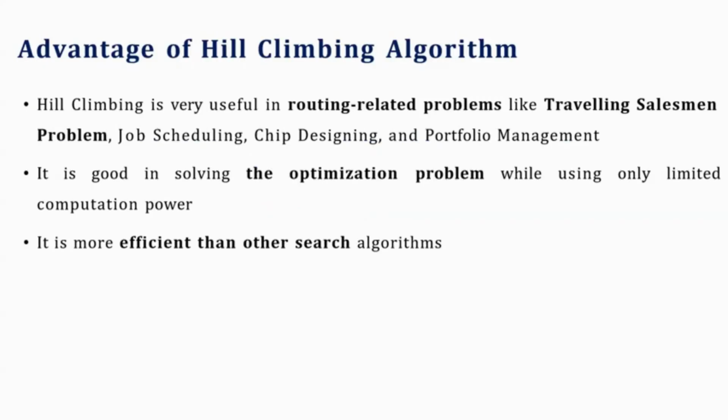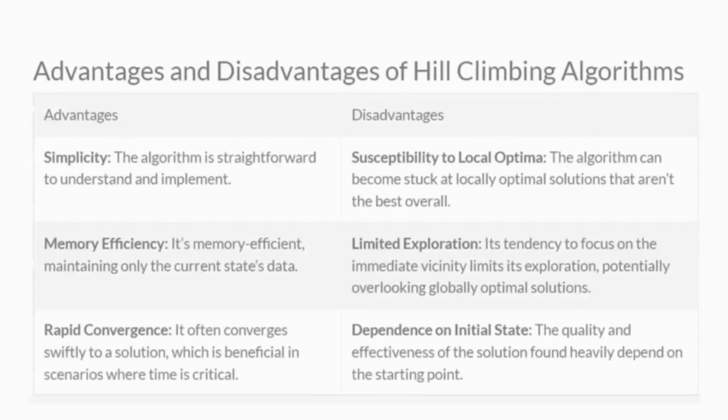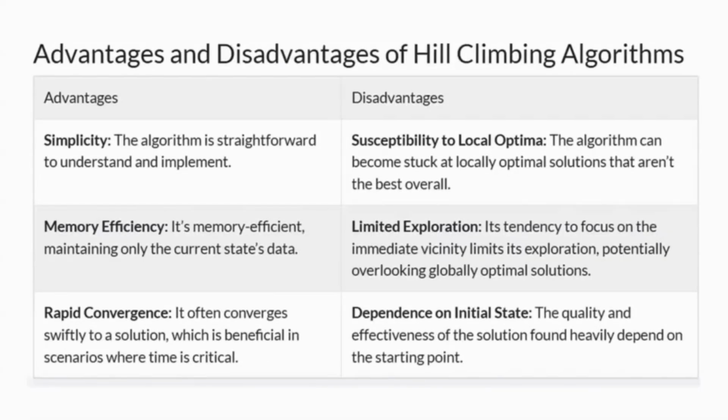So we have the advantages of hill climbing here. We can read them on this page: advantages and disadvantages of the hill climbing algorithm. First we have simplicity. Simplicity is nothing but the algorithm is straightforward to understand and implement, right? Due to its intuitive nature. Then it is memory efficient, maintaining only the current state data, right?